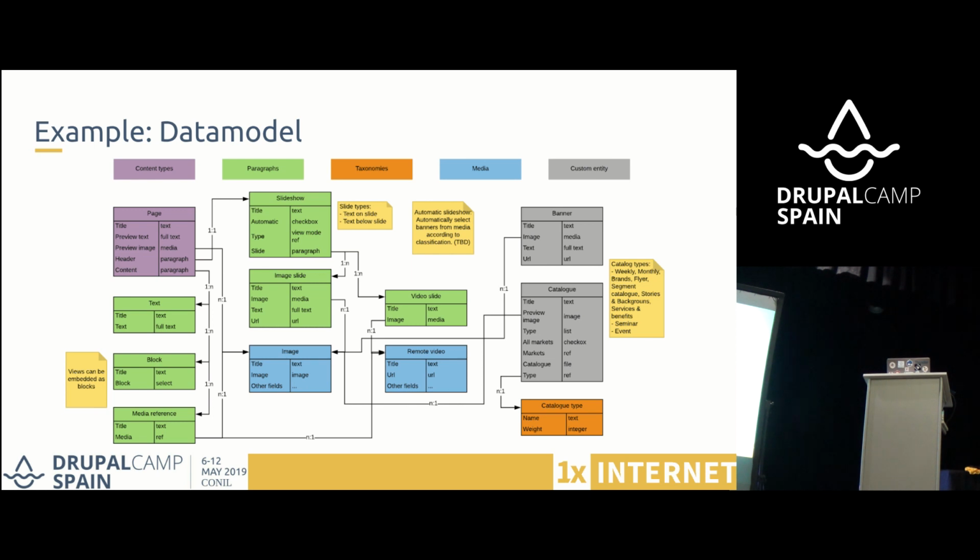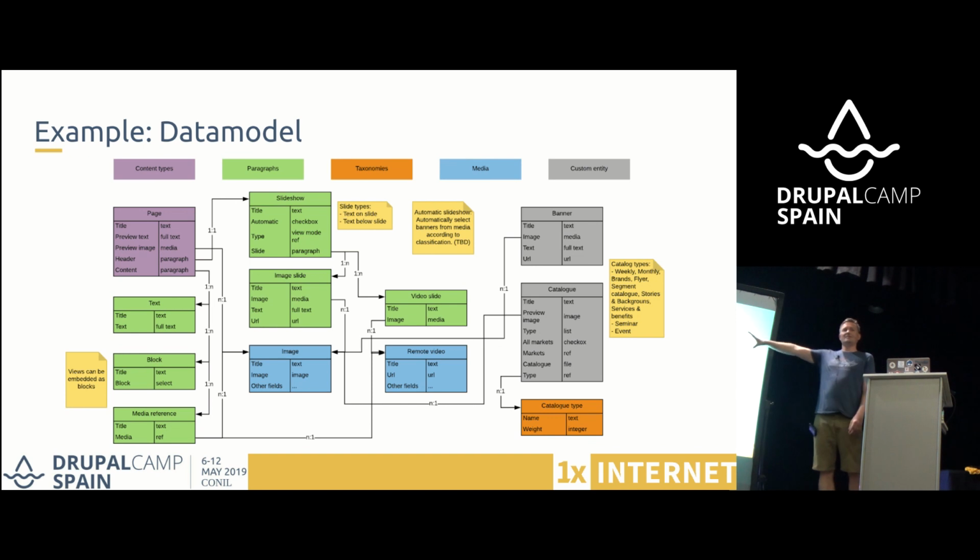And you see here in the header paragraph, we put in a slideshow, and a slideshow can consist of image slides, but can also consist of video slides. A video slide just has an image, and image slides obviously also have an image. In the content paragraphs we have more: text blocks, media references, and so on.